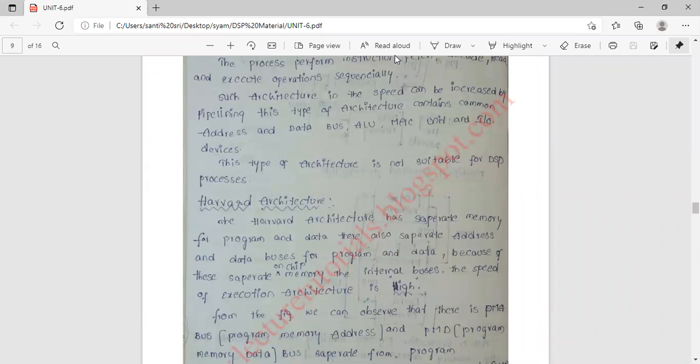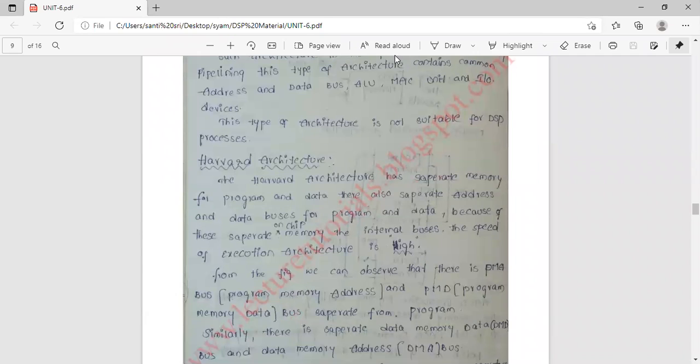The Harvard architecture has a separate memory for program and data. There are also separate address and data buses for program and data. Because of these separate on-chip memories and internal buses, the speed of execution of the architecture is high. So here the address bus and data bus are separated, and the address memory and data memory are separated. That's why the speed of execution is high.